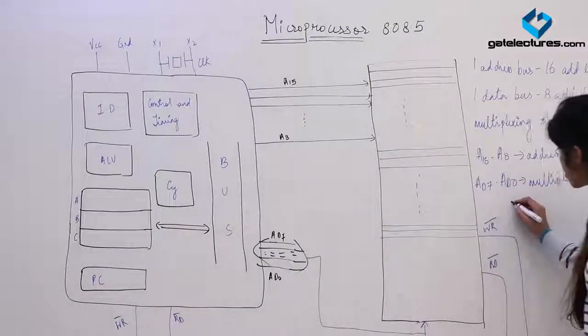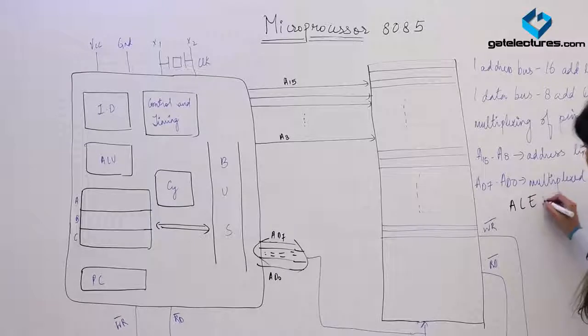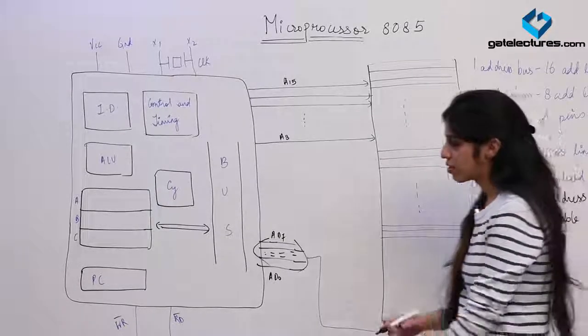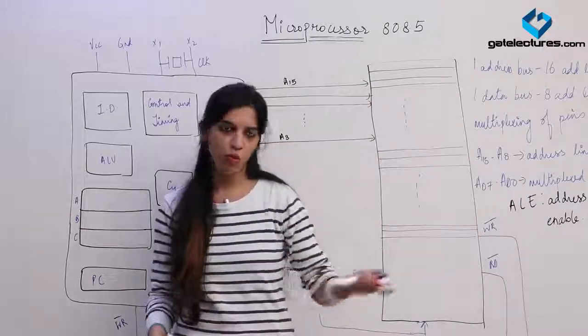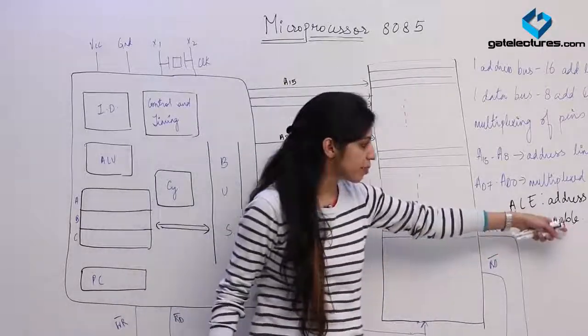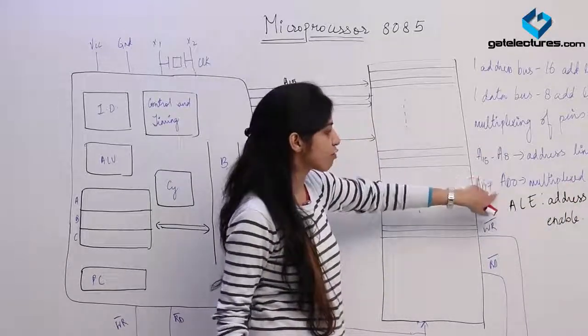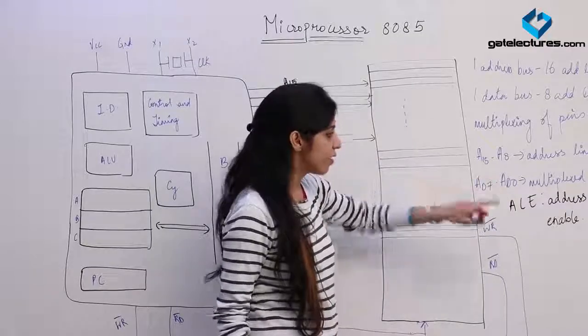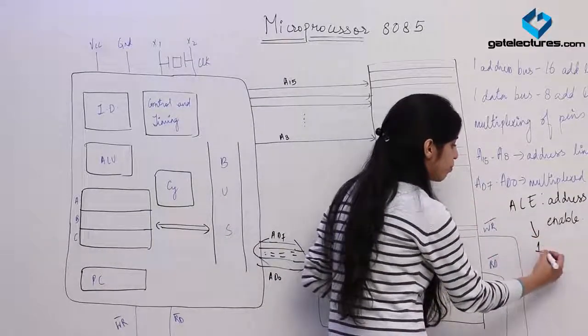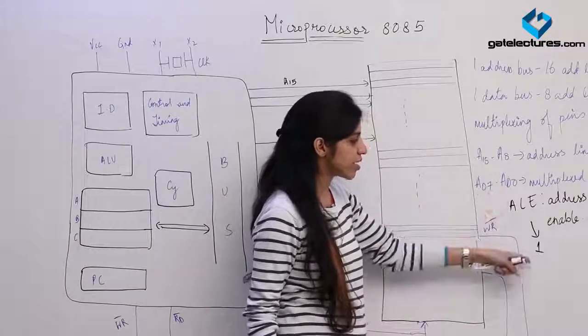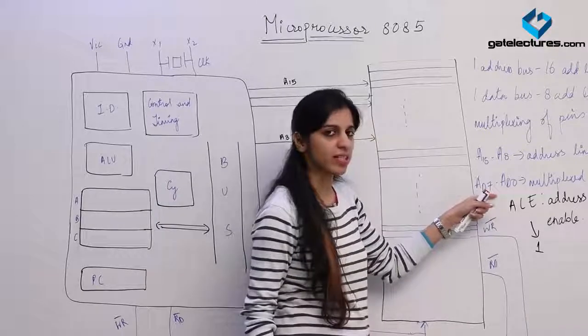For doing this work, we are using a special signal known as ALE. ALE stands for address latch enable. Okay, what does this address latch enable do? This does what its name says exactly. It just enables a latch. Latch means it is going to lock this bus for use as address only. Whenever this ALE is 1, this bus is going to be used as an address bus. And whenever this ALE is 0, this bus is going to be used as a data bus.